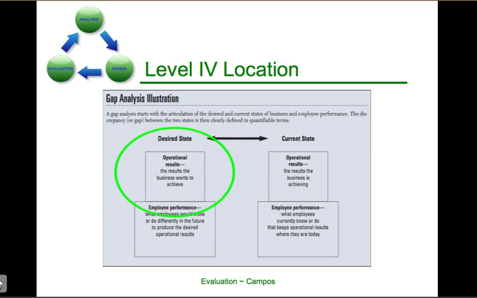So this is why it's very important to go through that gap analysis at the beginning and frame out current state and future state and the relationship between employee performance and organizational outcomes, because here is how you capture it in this type of approach to looking at learning and evaluation.